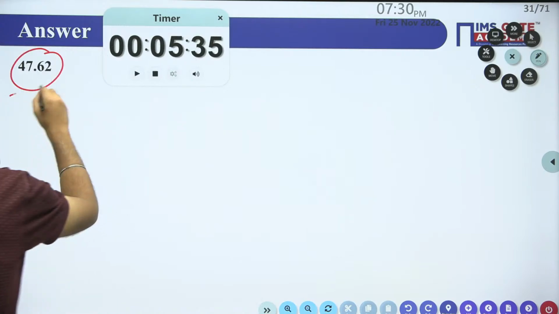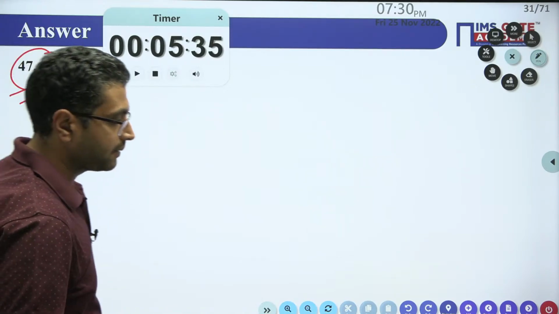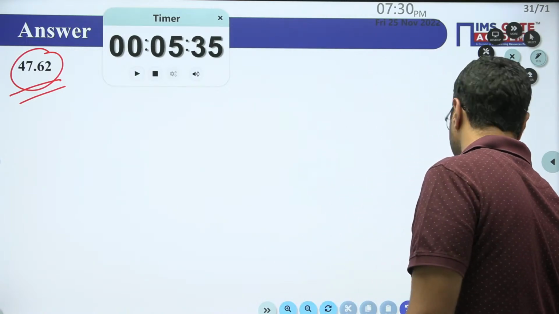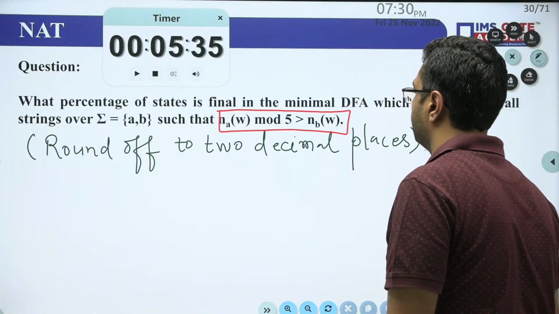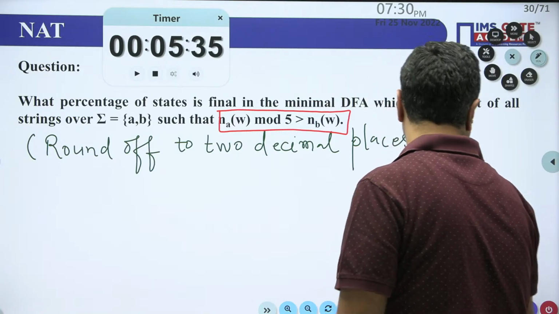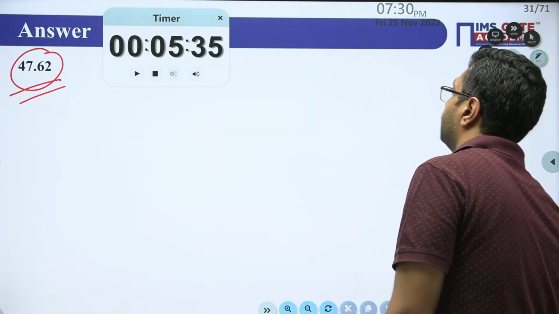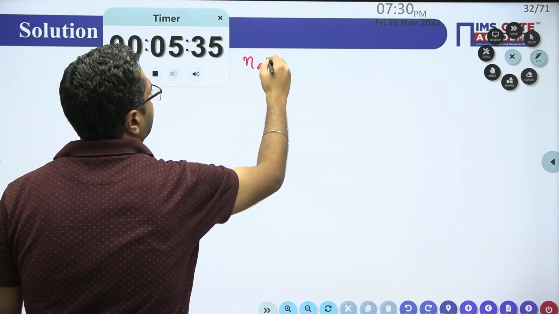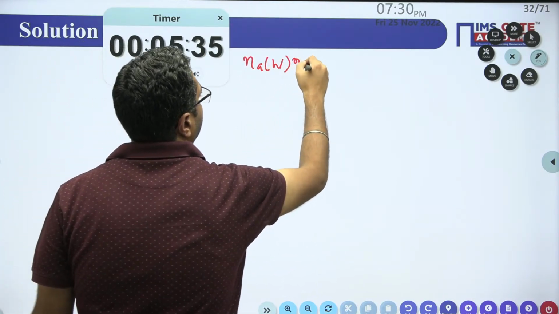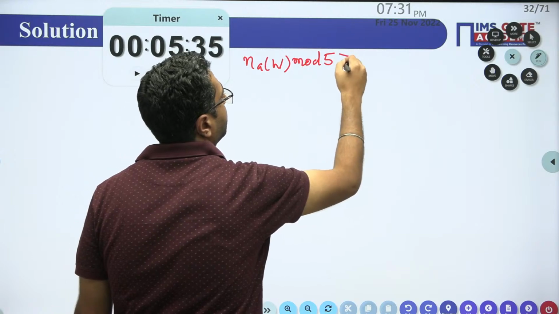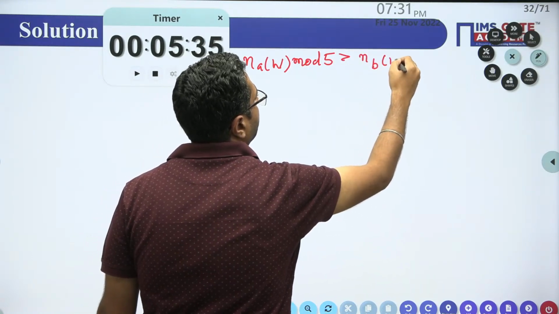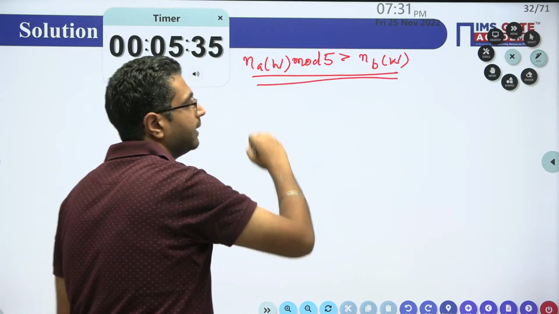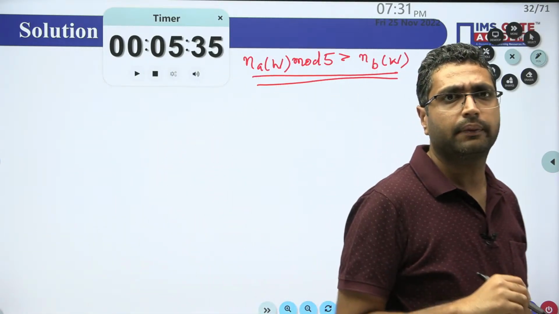So 47.62 is the answer, and let's see how we get this answer, right? The question was, let me see the question once again. NAW mod 5 is greater than NBW. Now let's see the possibilities first. From there we'll get an idea of how to draw the DFA, right?